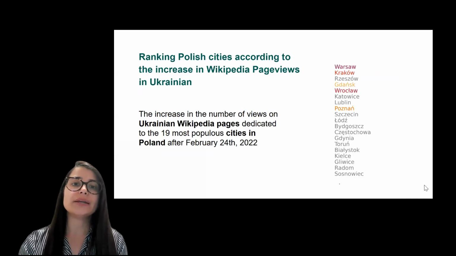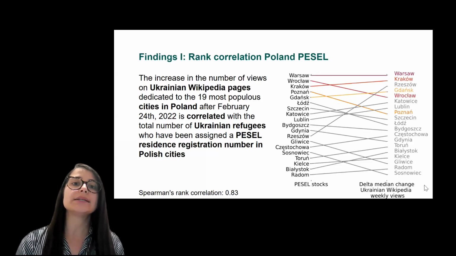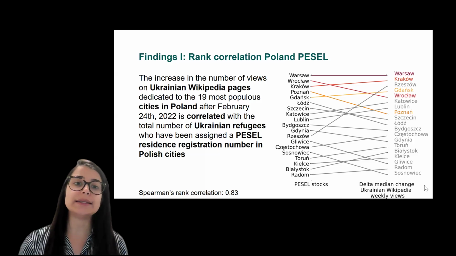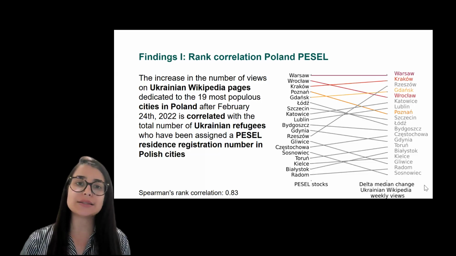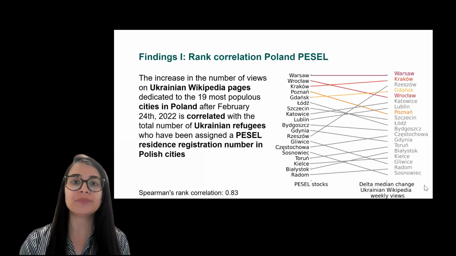We also ranked the Polish cities based on the highest increase in the number of views in Ukrainian language on their Wikipedia pages, and compared this with the ranking sorted by the number of Ukrainian refugees who were assigned a PESEL registration number in each city. And the correlation here is 0.83.